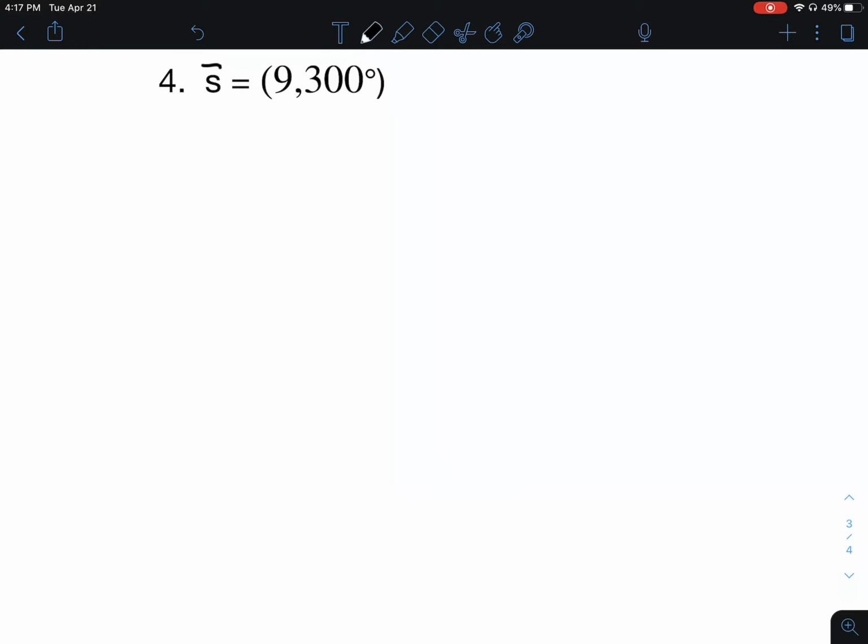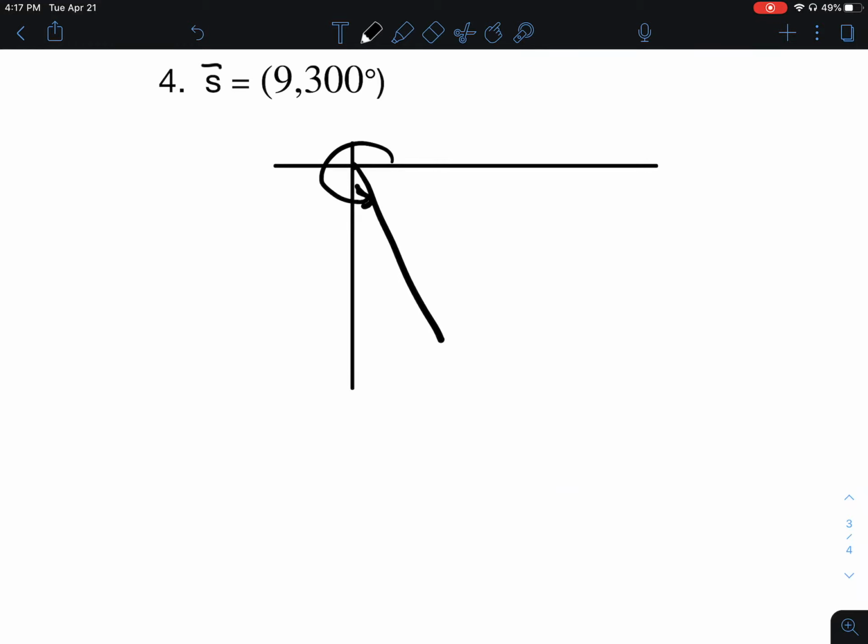Number 4, vector s, 300 degrees, that's going to fall in quadrant 4. That's going to make the reference angle 60 degrees, which makes this a 30, 60, 90. We are told that the magnitude is 9, that's the length of the hypotenuse. If you recall, the hypotenuse in a 30, 60, 90 is twice as big as the short leg, so that means the short leg is 4.5. Whatever the short leg is, the long leg is that times the square root of 3. So it's 4.5 square root of 3.